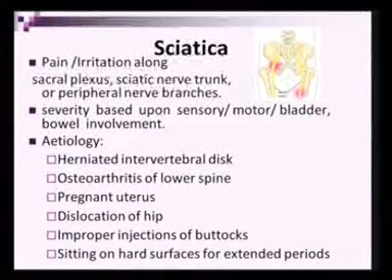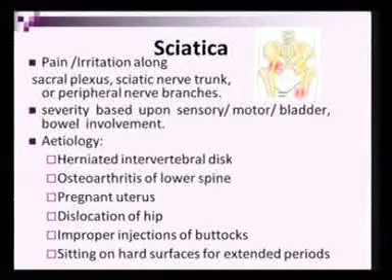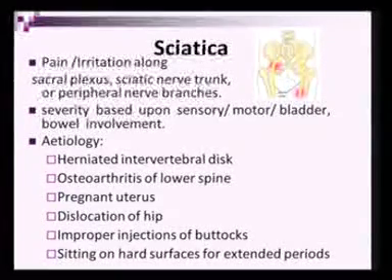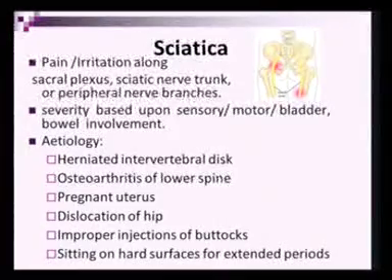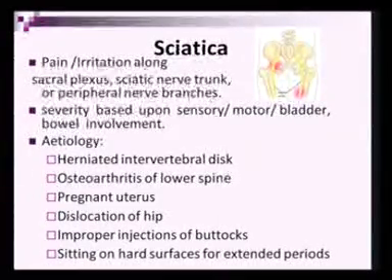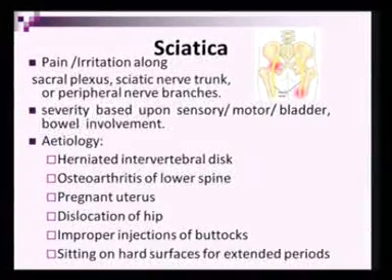Sciatica is a common problem with which the patients complain, and the pain may be anywhere along the course of this nerve. It may be from the sacral plexus, or it can be from the sciatic nerve trunk or peripheral nerve branches. And based upon the severity, there can be sensory, motor or bladder and bowel involvement.